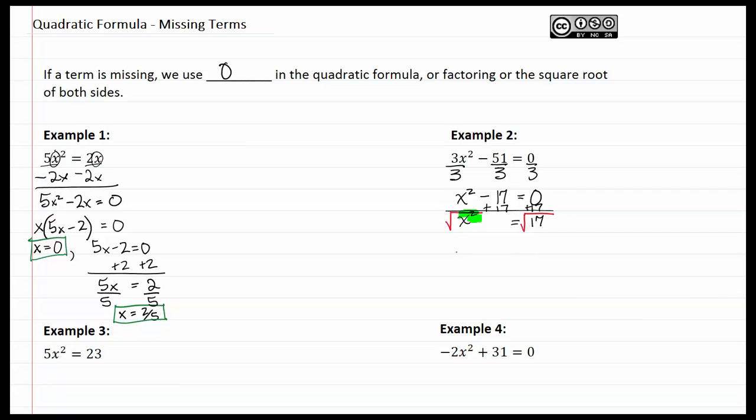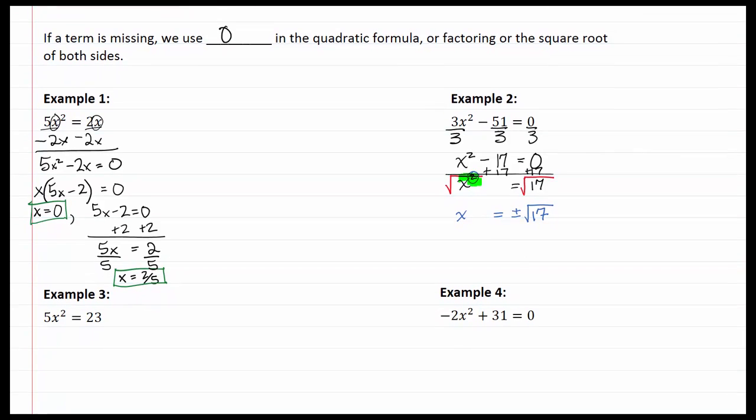Whenever you take an even root, you have to offer a plus or a minus option, because a positive times a positive will give you a positive answer, and a negative times a negative will give you a positive answer. And that's why we do plus and minus for even exponents. That's my final answer. Let's take a look at the next 2 examples.